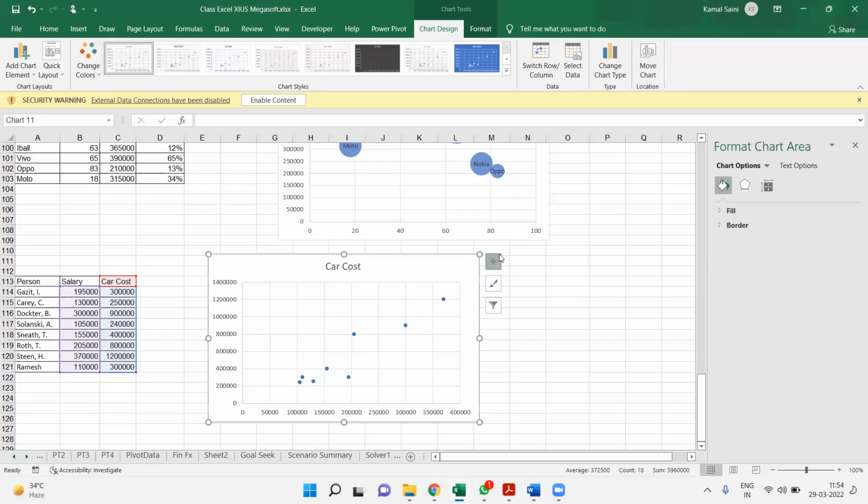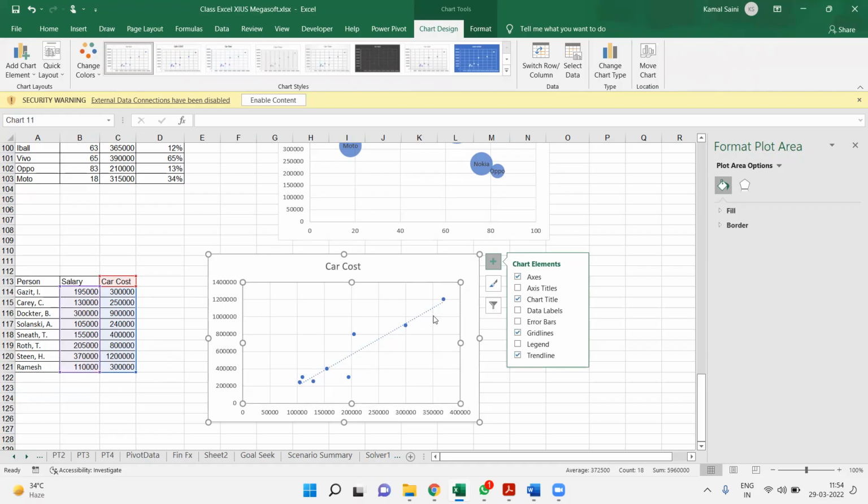You can click on this plus symbol and get a trend line. Once I click on the trend line, you can see this is going upward. What it indicates is that the better the salary, the better the purchasing power. So the slope is upward, so it is directly proportional, basically. Salary is directly proportional to the purchasing power of a person to buy a car. The more the salary, the more the purchasing power.